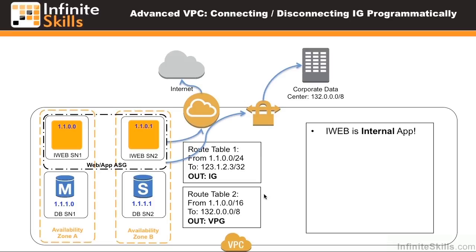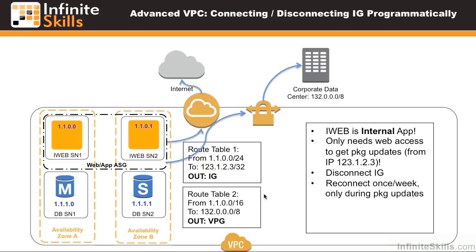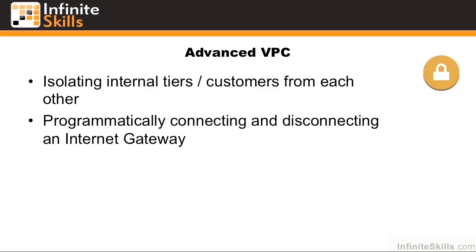Remember, the web tier is an internal application. It only needs web access to get its package updates from IP address 123.1.2.3. It'd be a lot more secure if we disconnected our internet gateway, and then we reconnect it only once a week and only when our package updates kick off. Then after our package updates are complete, we disconnect, limiting our exposure to an internet attack.